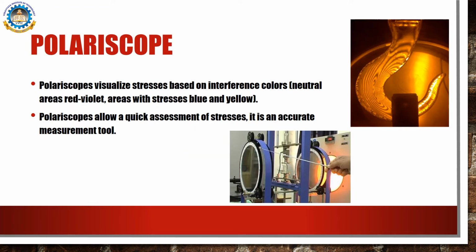Polariscope. A polariscope visualizes stress based on interference colors. Neutral area shows red-violet color, and areas with stress show blue and yellow colors. A polariscope allows a quick assessment of stress. It is an accurate measurement tool for stress analysis.